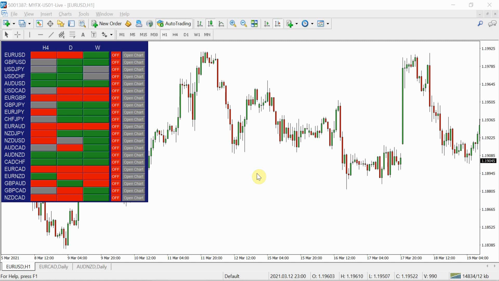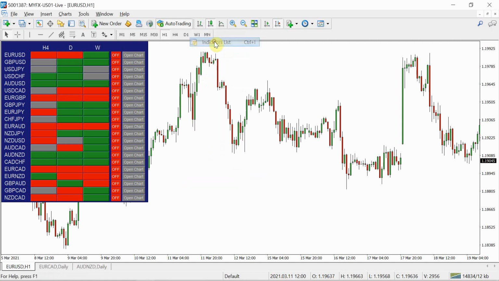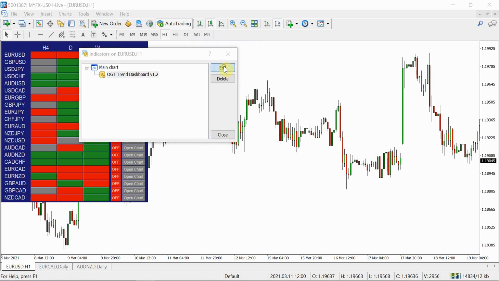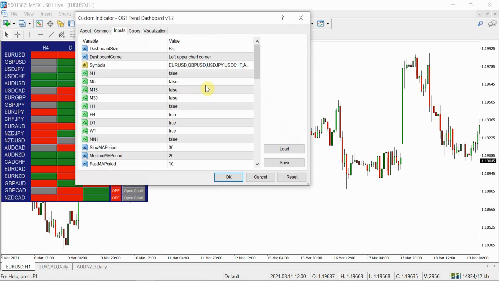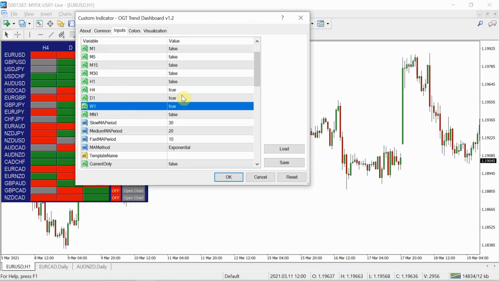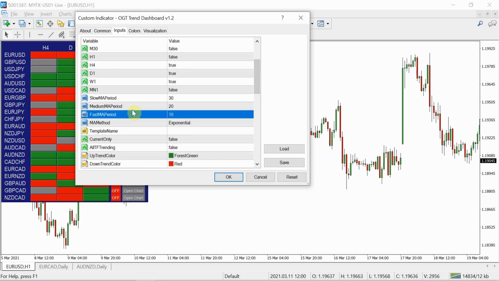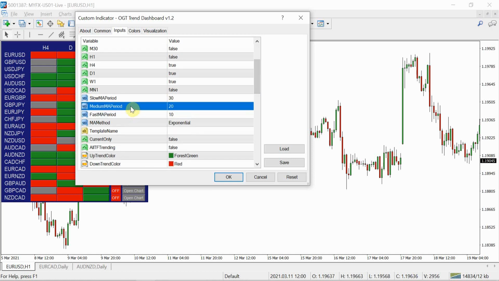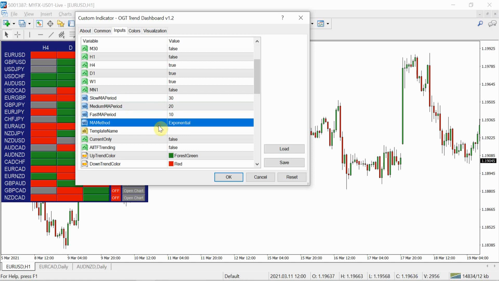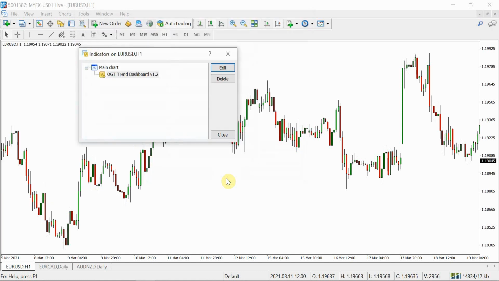So just so you know, these are the settings I've got on the trend dashboard. Again, you can pause the video and copy these down if you want. Like I said, I've got the H4, daily and weekly on. I'm using a fast of 10 period moving average, medium is 20, and slow is 30, on an exponential. And I believe that's it from how it looks.